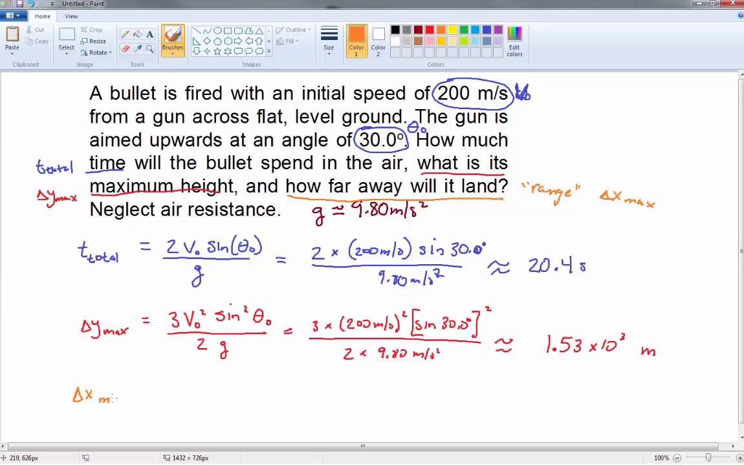So delta x max is the x component of the speed times the total time, is one way to get that. The other way, of course, is to use the equation shown on the equation sheet. So v squared times the sine of 2 times theta naught divided by the gravitational acceleration.